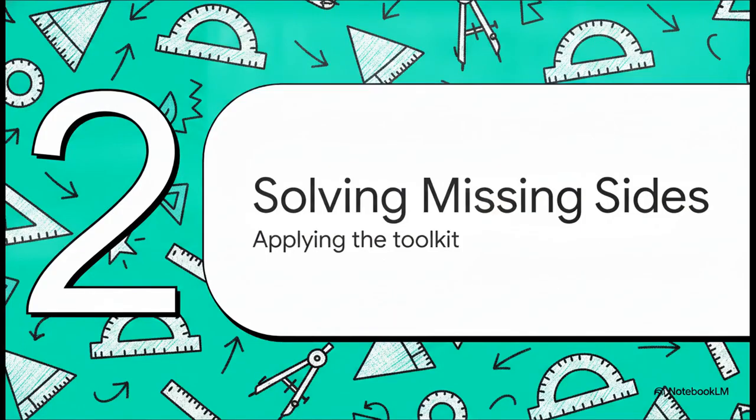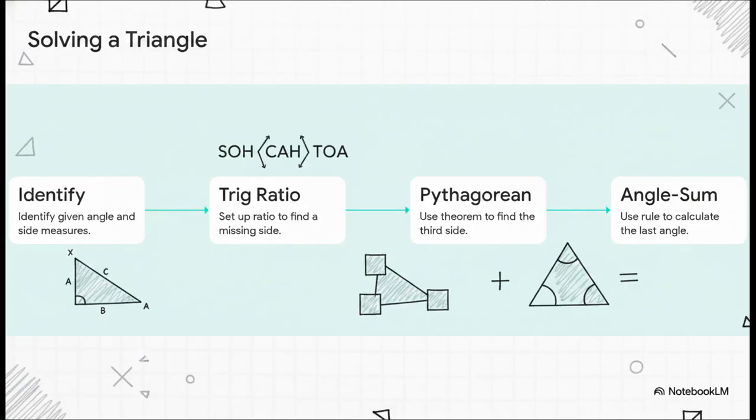Easy. Which brings us to Section 2, solving for missing sides. Let's see what happens when we actually put this toolkit to work. So here is our master blueprint for fully solving a right triangle. Don't think of this as a boring list of chores. It's more like a logical chain reaction where every single step perfectly sets up the next.